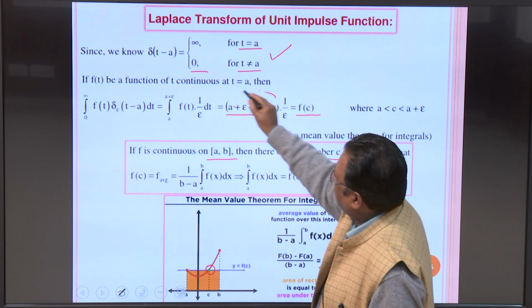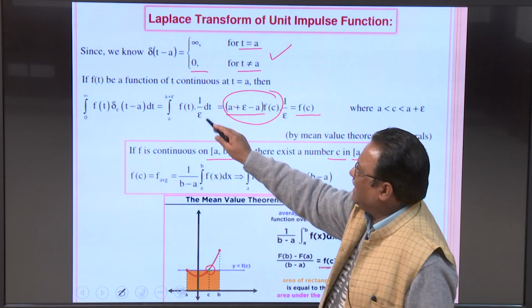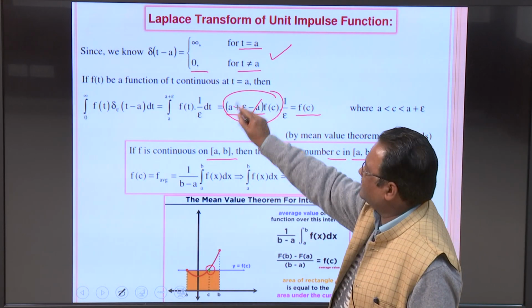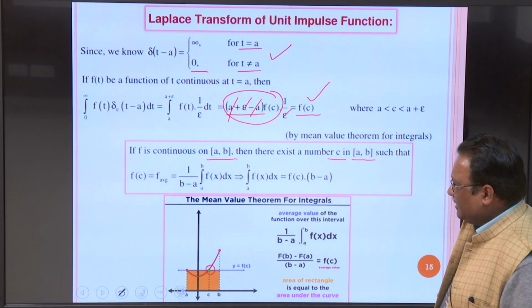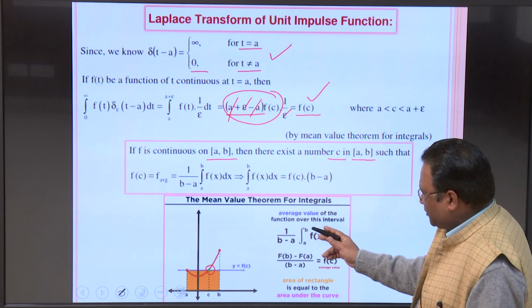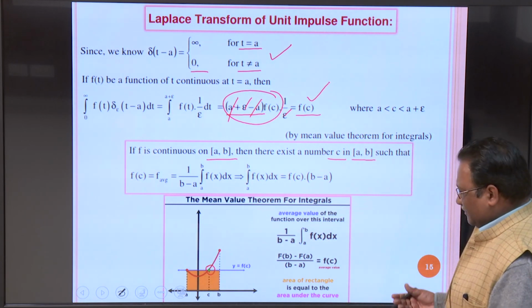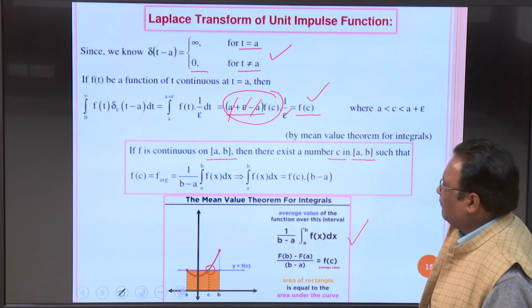So use the mean value theorem here, and keep 1 over epsilon as it is. So the epsilon cancels, and we get only f(c). Clear? This means the average value of the function over this interval is f(c), and that is the area of the rectangle, which is equal to the area under the curve. That is the mean value theorem for integrals.